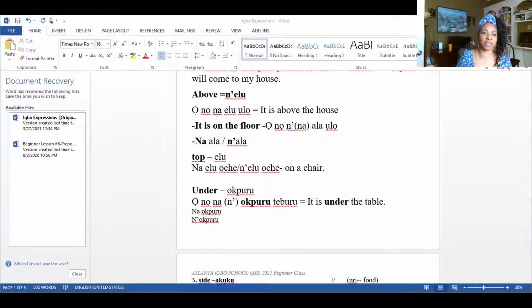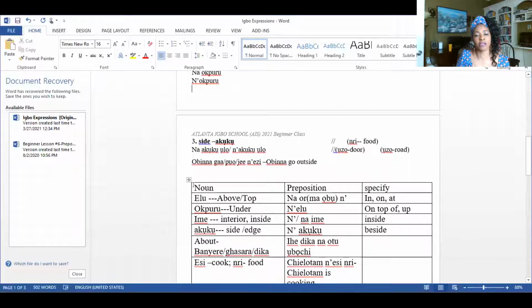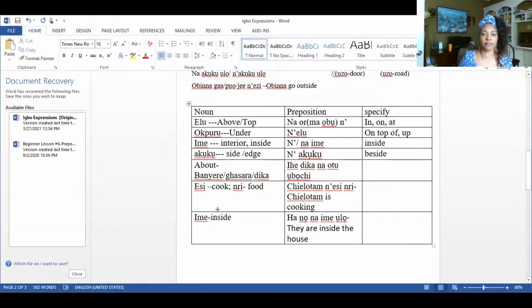Okay, so let's use the word. Going back. Okay, so I'm going to use this word here. So if you see here, I broke it down. I say noun. So I need you to know which one is the noun. Okay? And then preposition, how we joined it. And then specifying what we did. So when you say elu, which is above, on top. You see that? Elu, above, which is on top. Now, you say here, okpuru, under. And you see how we use it with a preposition, na or n.